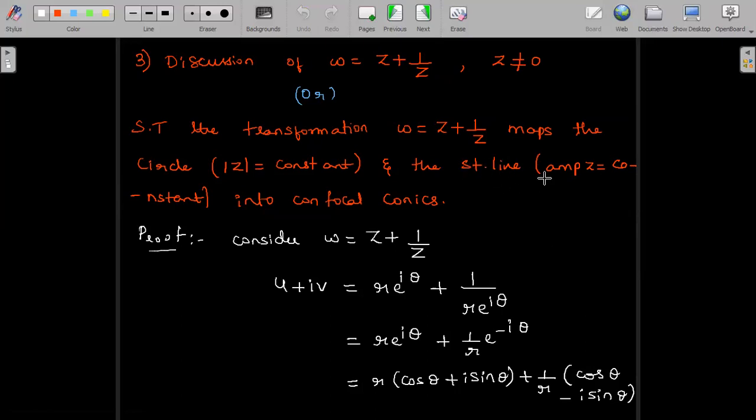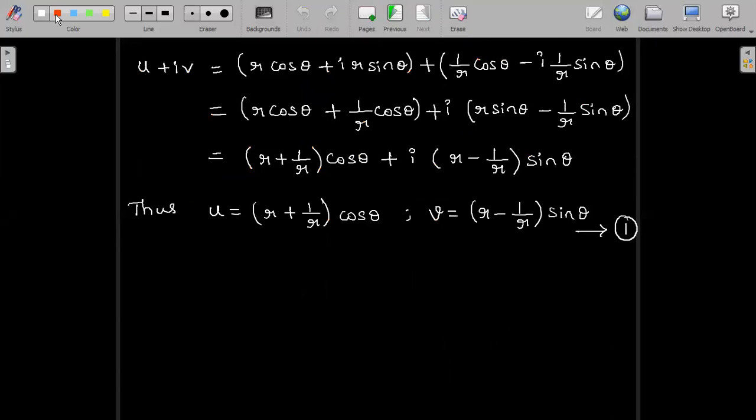Similarly, in the other case, we have to discuss a straight line, given by amplitude z is equal to constant. And recall again from the polar representation, amplitude z is equal to theta. So we need to take theta is equal to constant. So those are the two cases that we have to discuss. Let's see one by one.